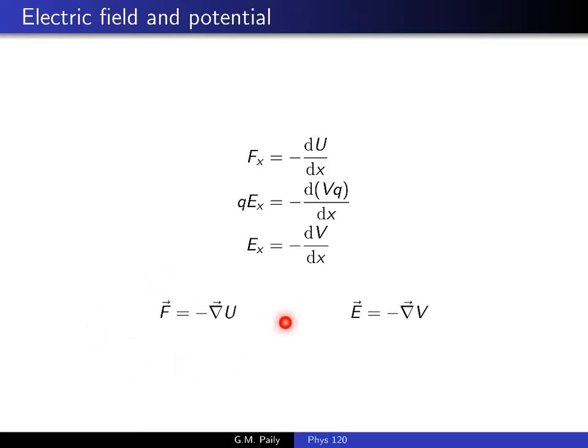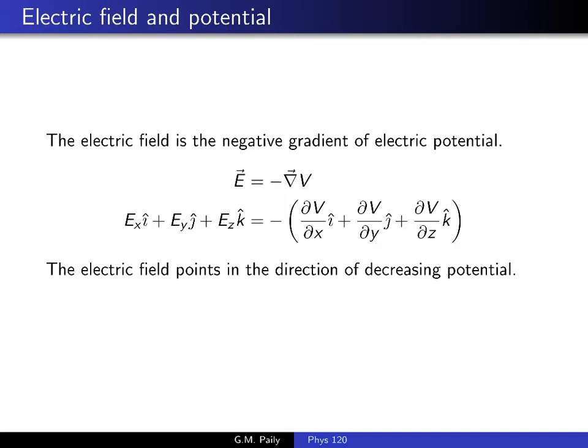To introduce slightly more advanced notation, we usually condense all that information into saying the force vector is the negative gradient of the potential energy, and similarly the electric field vector is the negative gradient of the potential. You can skip this slide if you want. It's simply a little elaboration on what we mean by the gradient, which involves partial derivatives.